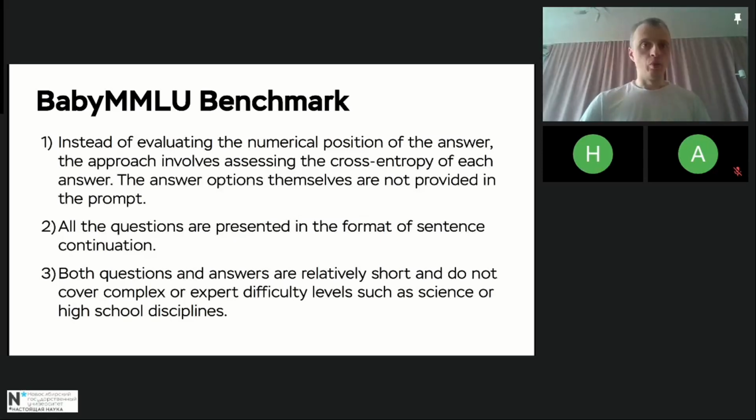Second, all questions in BabyMMLU are framed as sentence continuations. This format aligns naturally with autoregressive structure of language models and simplifies the task, especially for small models. No explicit answer choices are presented in the prompt. I will show you an example on the next slide. And finally, the benchmark is designed with relatively short and simple questions and answers. We avoided domains that require complex reasoning or specialized knowledge, for example, advanced science or high-level academic topics. The difficulty level corresponds roughly to general knowledge or early high school content. These features improve the efficiency of models with limited capacity, making our benchmark suitable even for small language models.